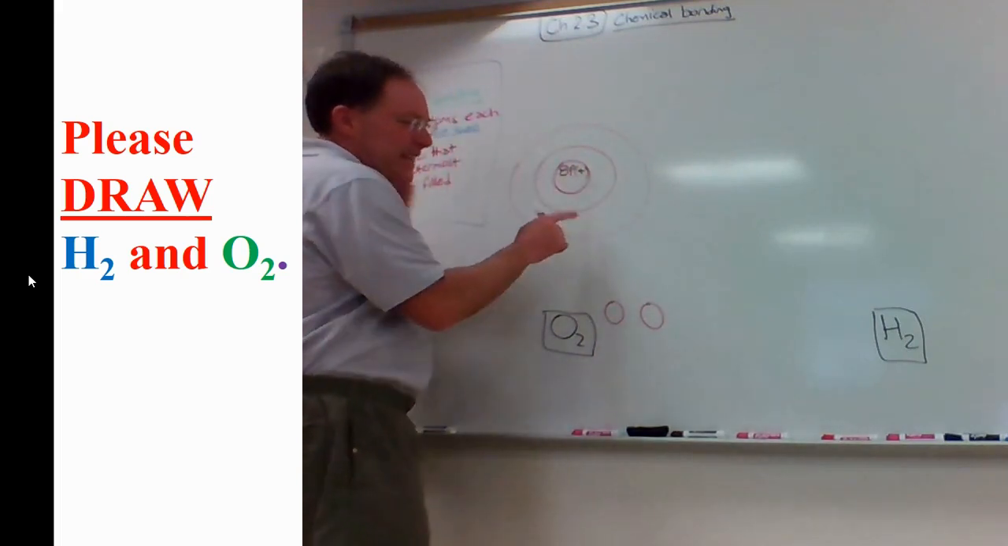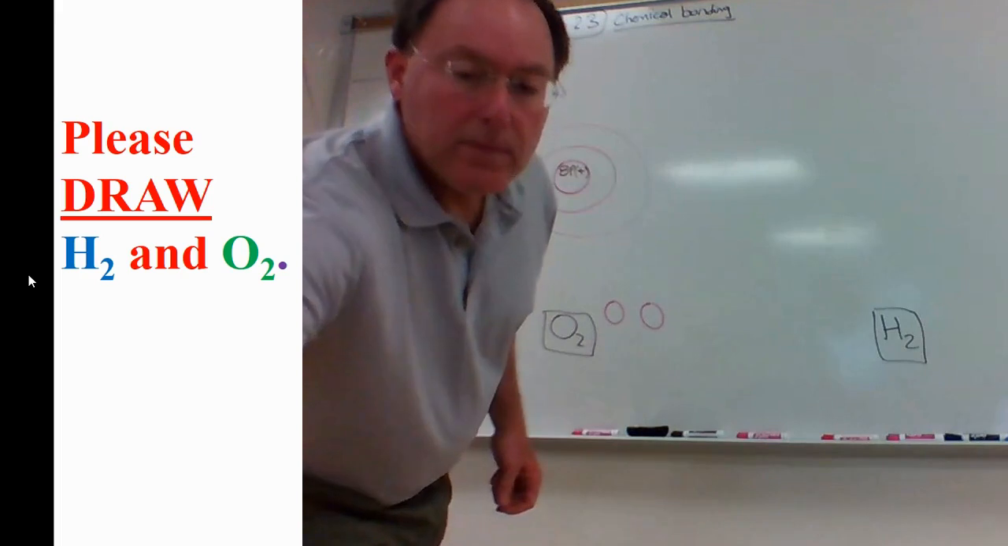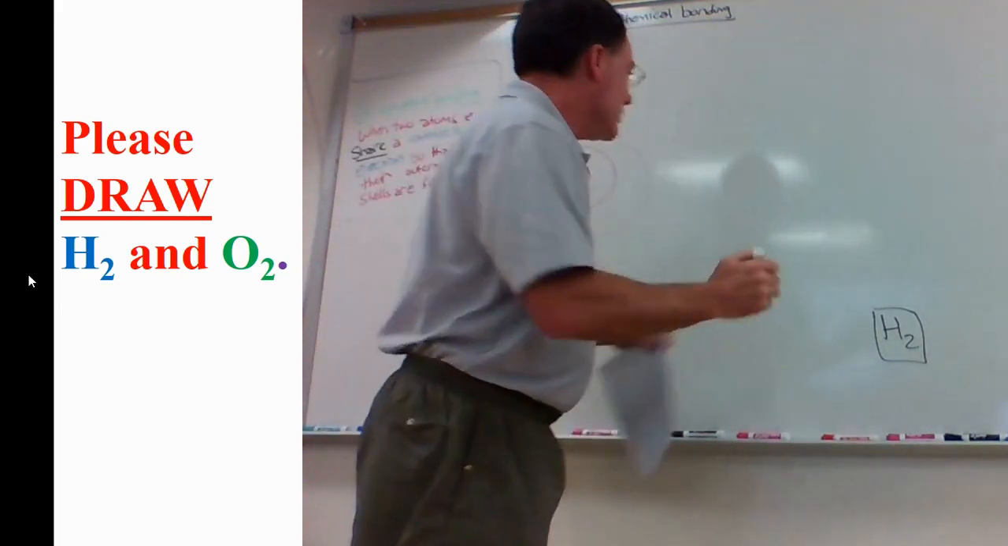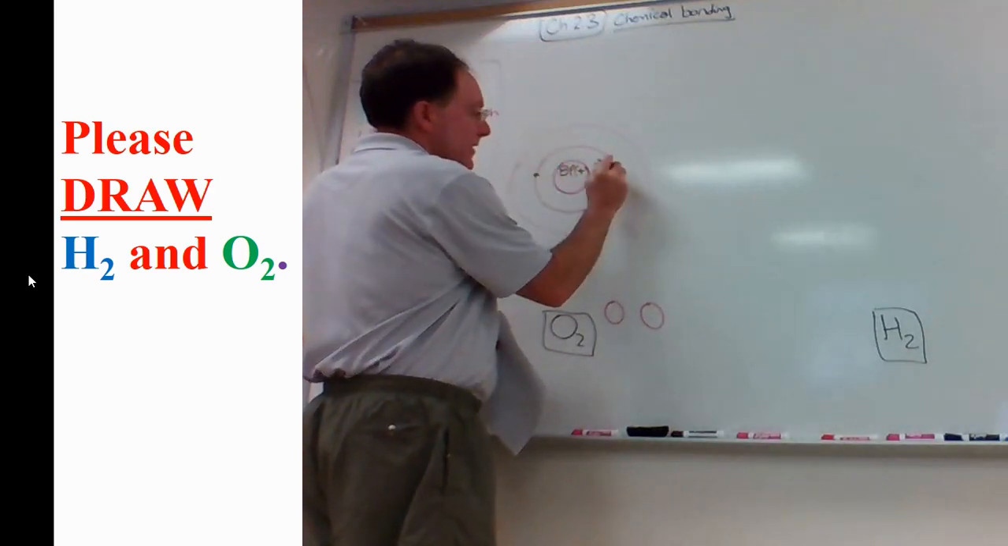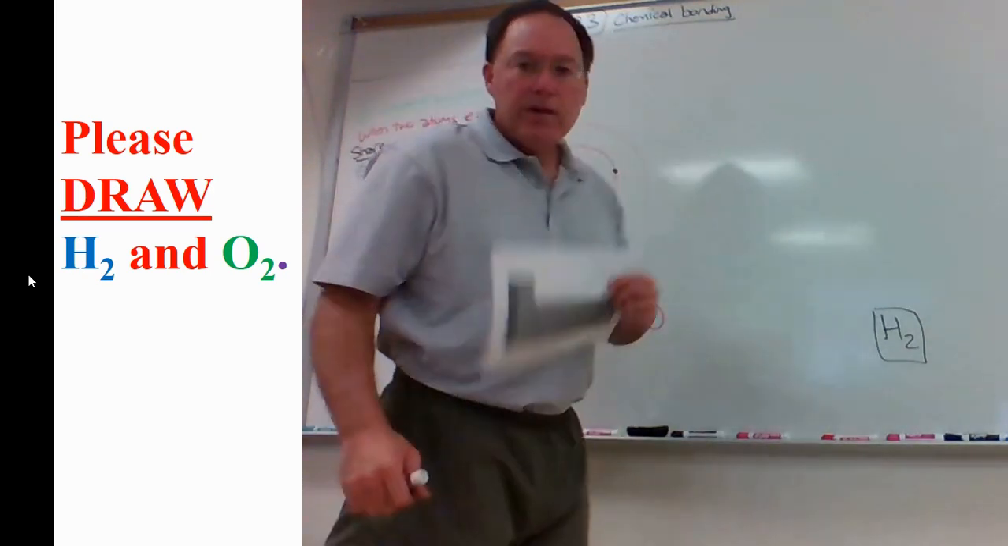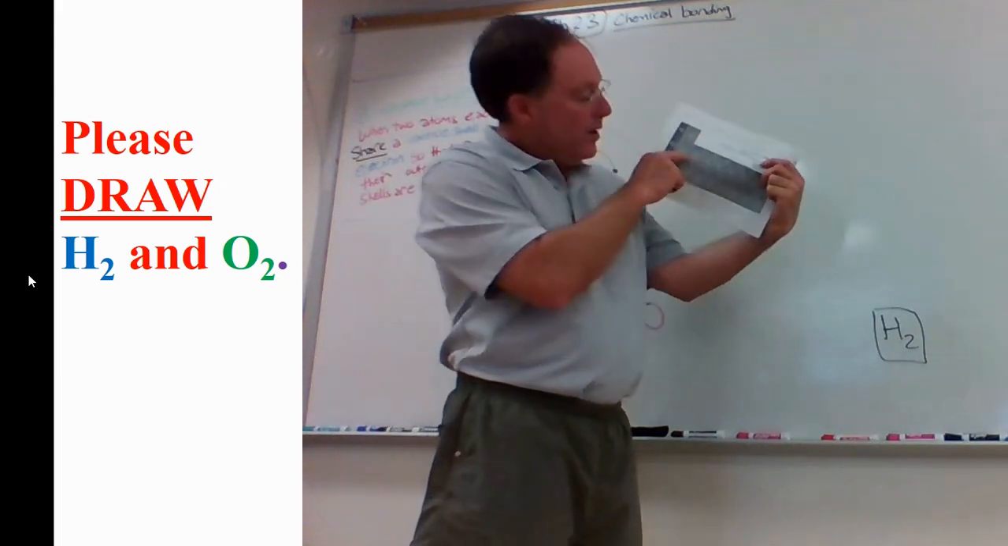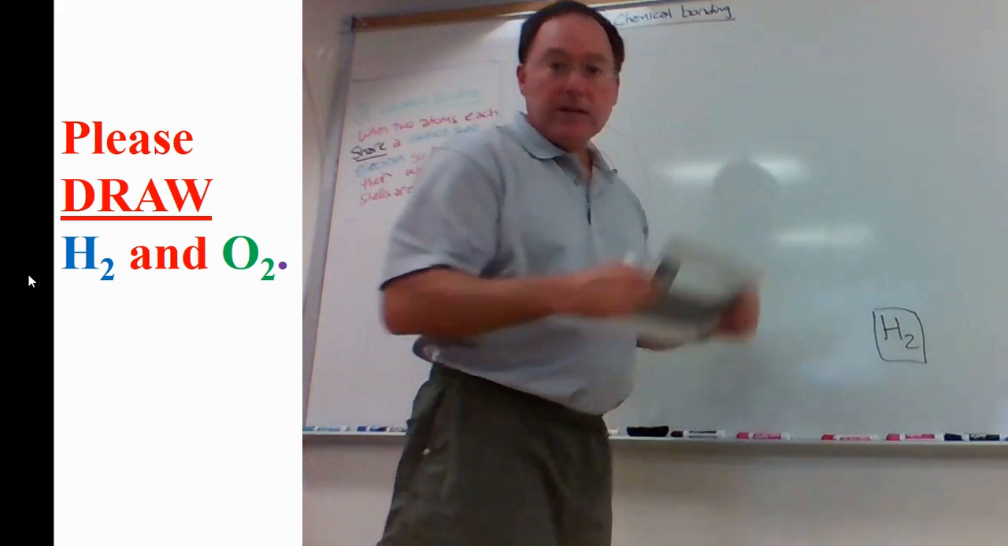But I also know it has 8 electrons. And I know from this that I can count across. 1, 2. That tells me that there's 2 electrons in the first shell. How many are in the second shell? Well, a total of 8 potentially, but how many does oxygen have? 1, 2, 3, 4, 5, 6.